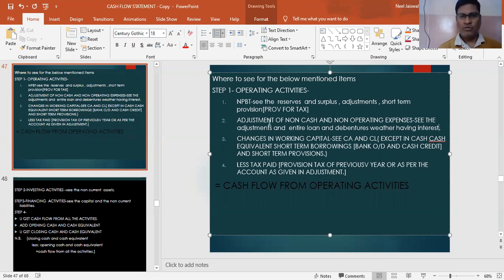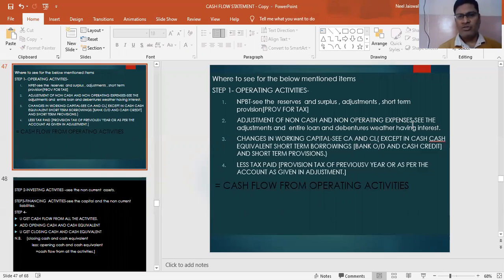So we will be seeing only what then? Again, we will see all adjustments for all non-cash and non-operating expenses, and also the hidden adjustment which is given in loan and debentures, because 10% debenture, 5% loan, these are called hidden adjustments. That also we will see in this part. So in NPBT we will be adding non-cash and non-operating expenses, and we will subtract the non-cash and non-operating incomes.